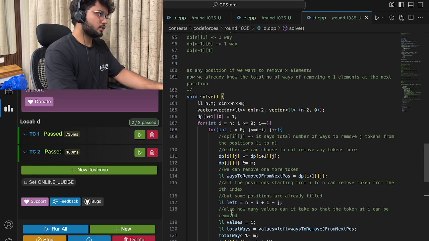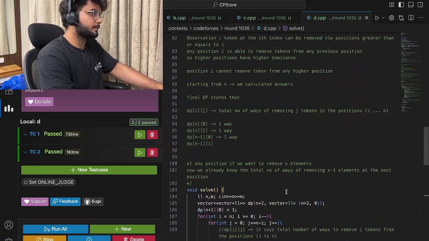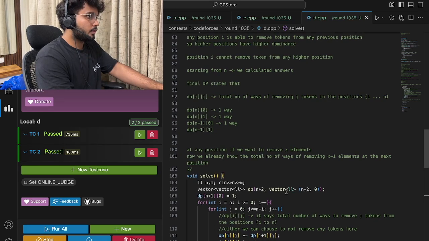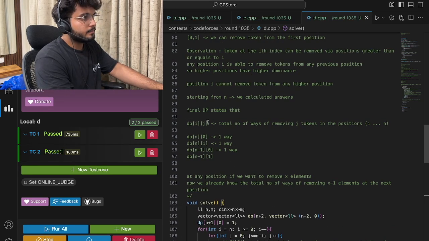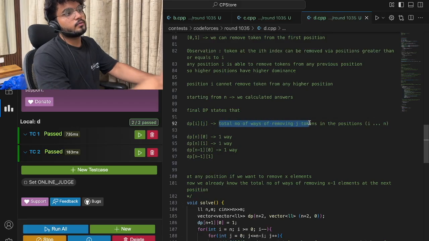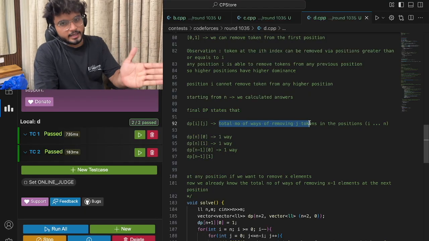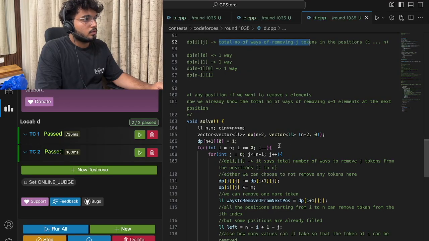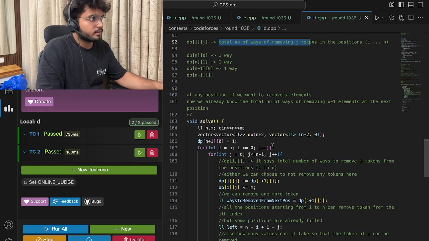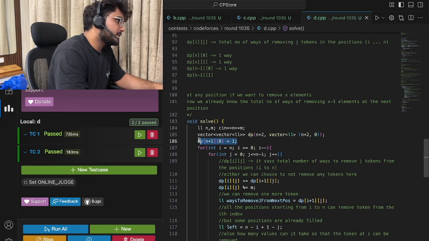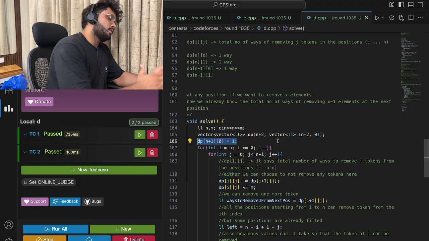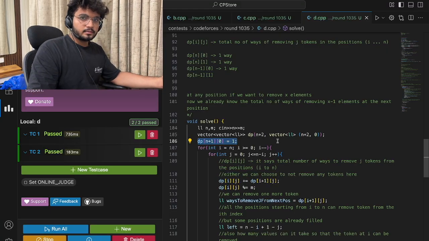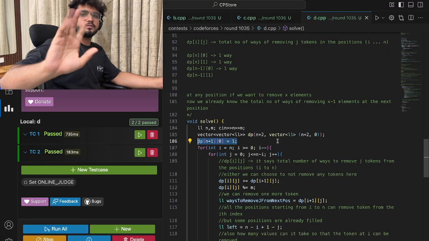I think we can just go over it once more. See, we defined a DP which says dp[i][j] is equal to the total number of ways of removing j tokens from position i to the last. Why? Because the greater indexes cannot be changed by the smaller indexes. Now, the base case is dp[n+1][0], which means everything has ended and we haven't selected anything, right? Select nothing from nothing. There is one way.